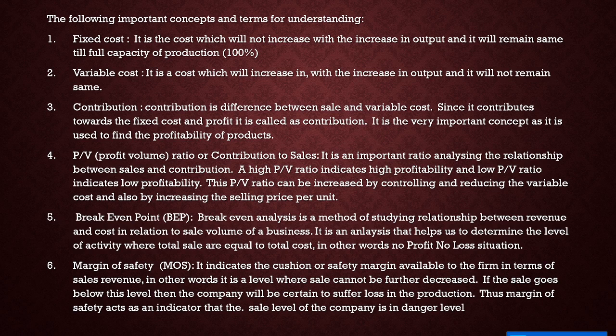Next concept will be your margin of safety. It indicates the cushion or safety margin available to the firm in terms of sales revenue. In other words, it is a level where sales cannot be further decreased. If the sales go below this level, the company will certainly suffer a loss in production. Thus, margin of safety acts as an indicator that the sales level of a company is in danger level.